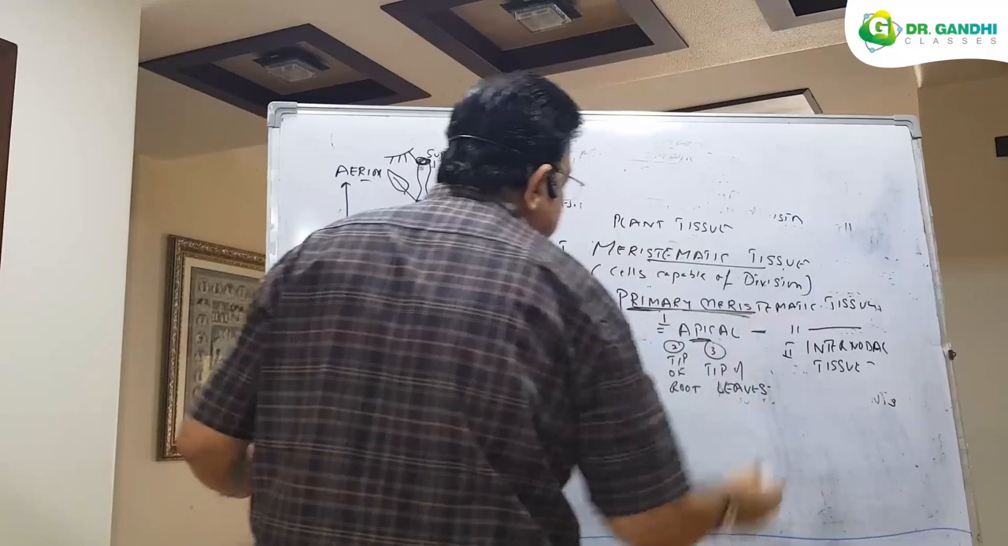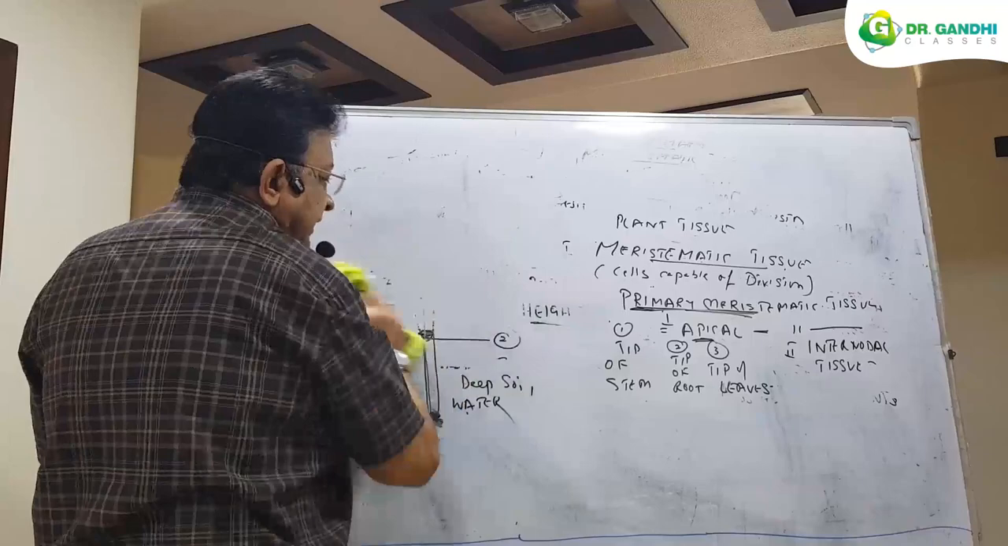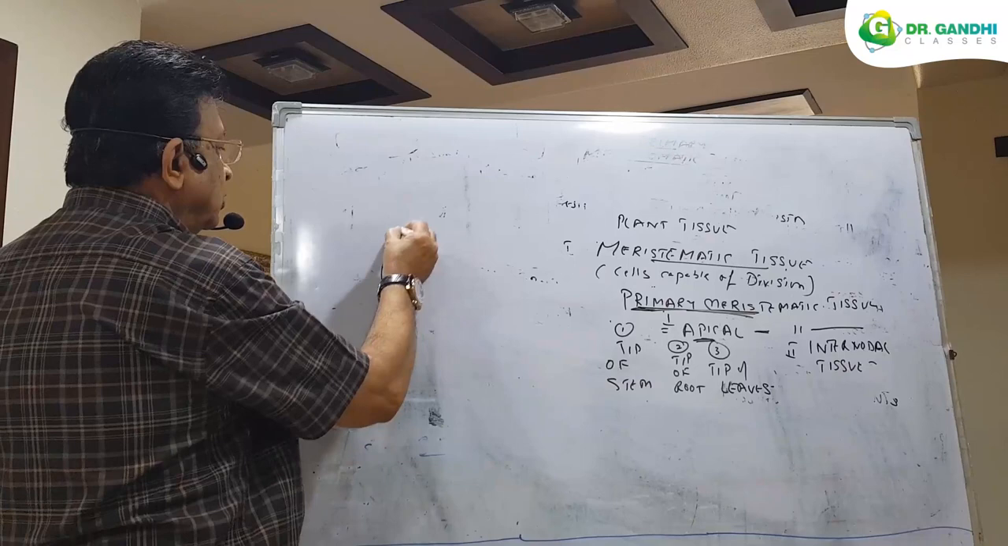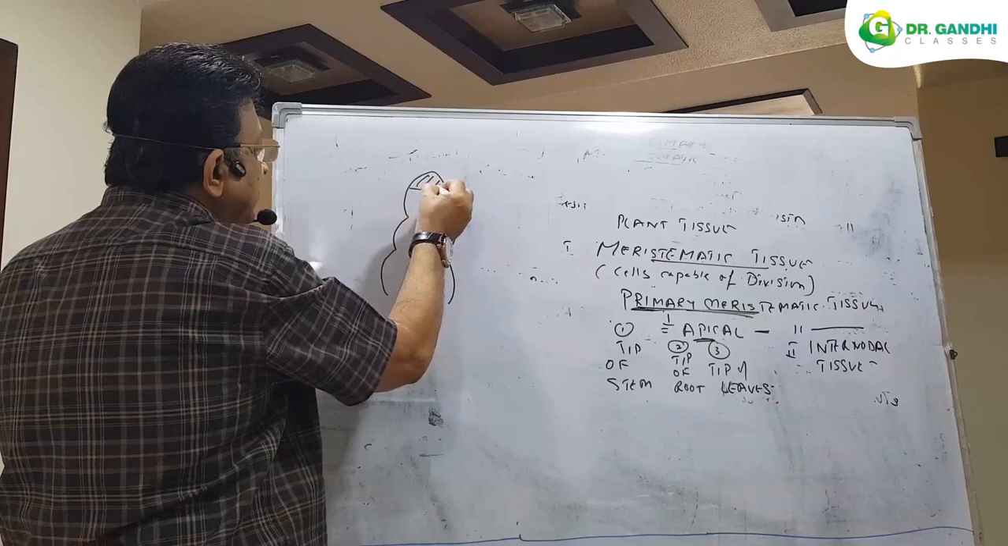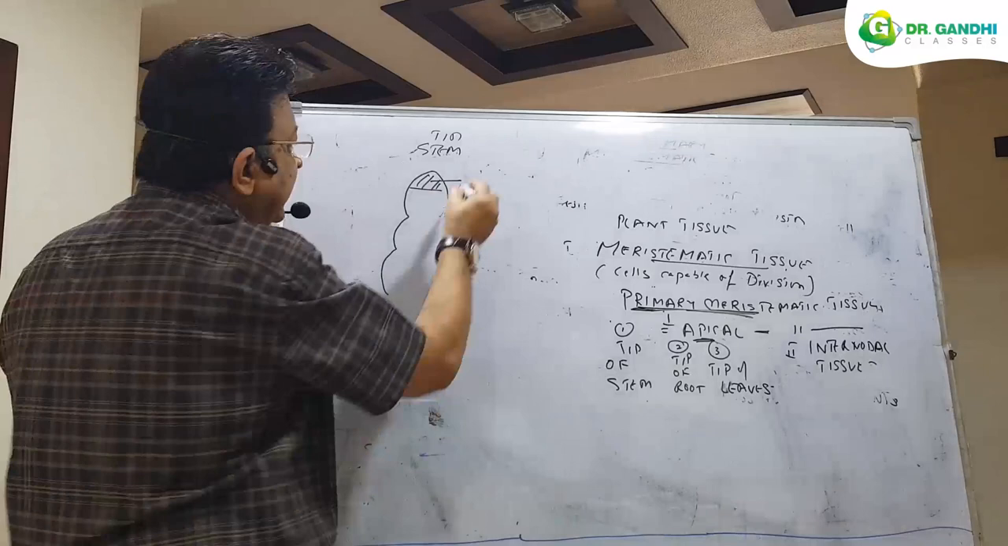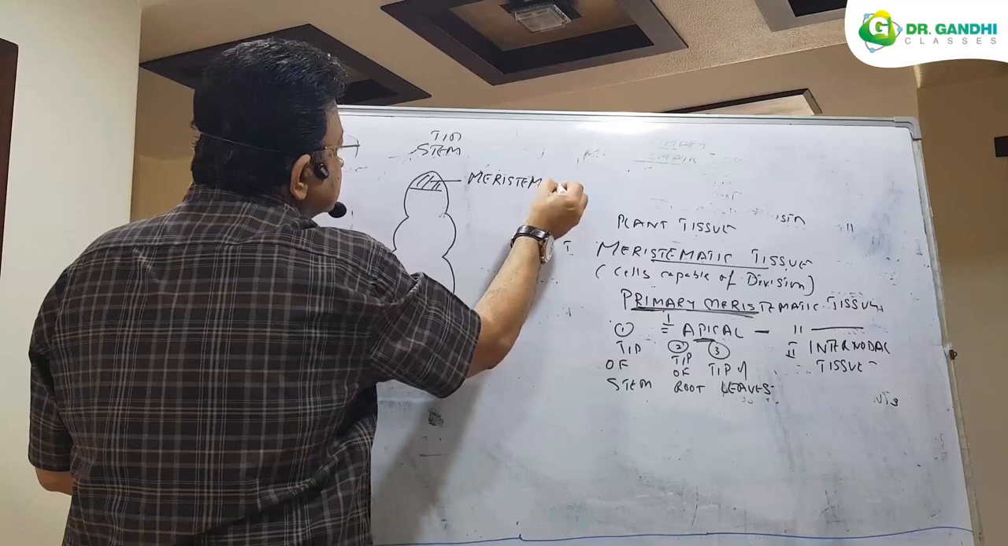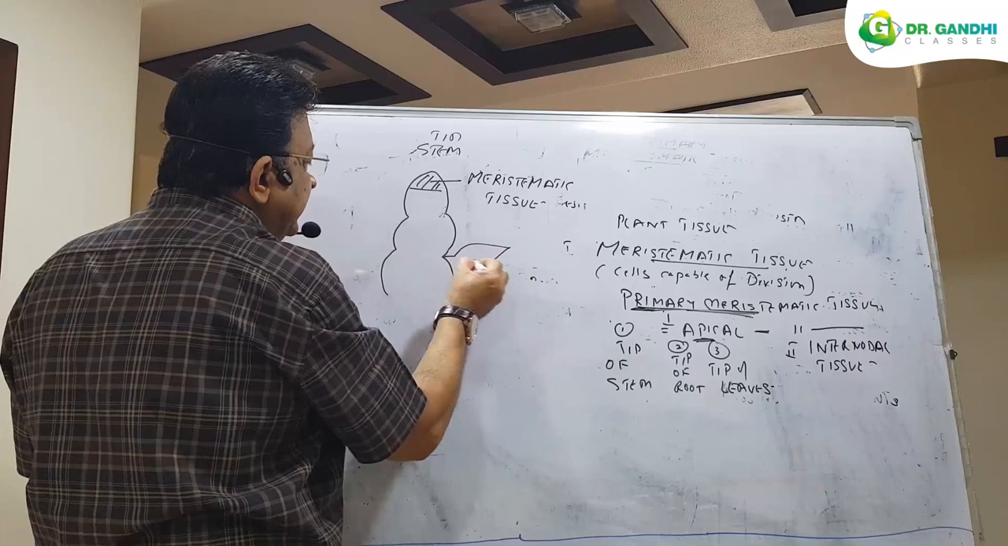So if I give you draw, so I'm now drawing a diagram of a meristematic tissue. I'm drawing the stem. Look here, I'm drawing the stem. At the tip, pay attention. This then is the stem. At the tip of the stem, you have meristematic tissue. Then from here you can see a leaf has grown.